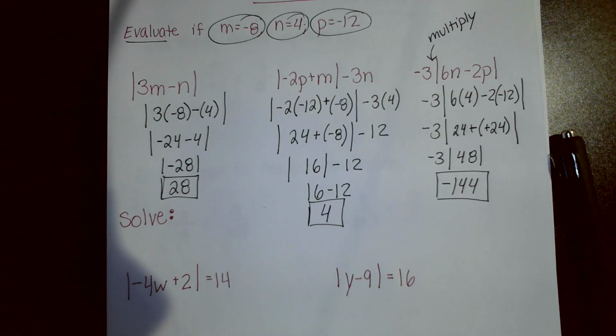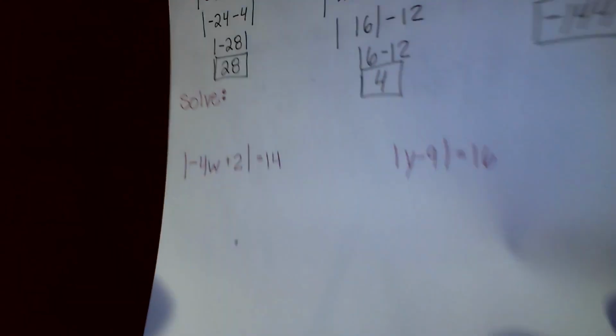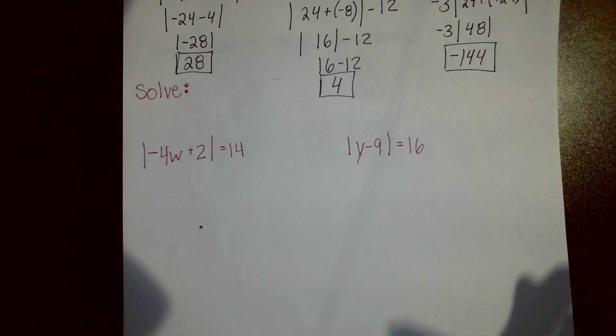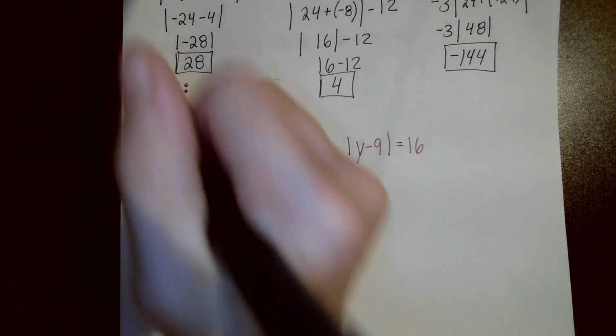All right. So hopefully that's making some sense. Remember, the major takeaway here is that the absolute value bars, we solve what's inside of them first, and then we take and make that positive. All right. Moving on. Now we're going to solve absolute value. Now, with absolute value, you have to solve it twice.